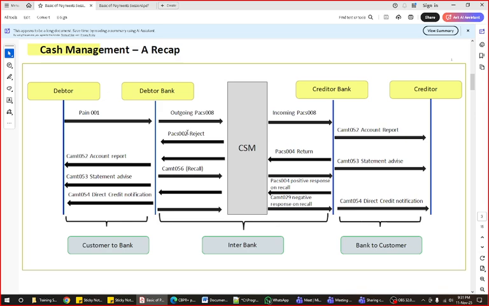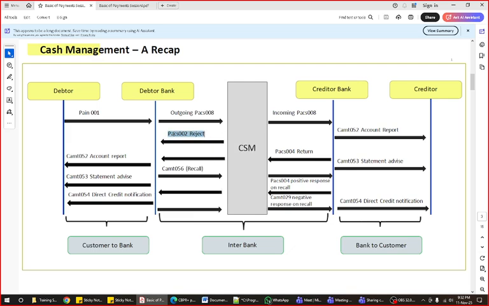In CSM, for example, an outgoing PACS message comes to CSM and they find that the account is closed, or the outgoing message contains terrorism group activity, or it has insufficient balance, or there are n number of things in CSM. So what will happen? Instead of going to the creditor bank, CSM itself rejects this message. CSM is clearing and settlement, RBI, will reject this message. So the rejected message is called PACS 002.